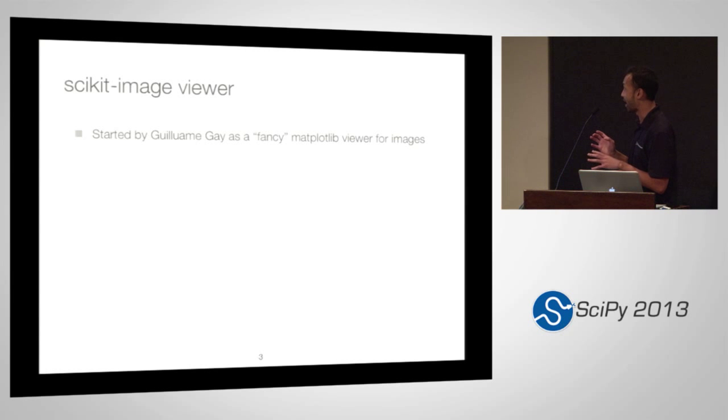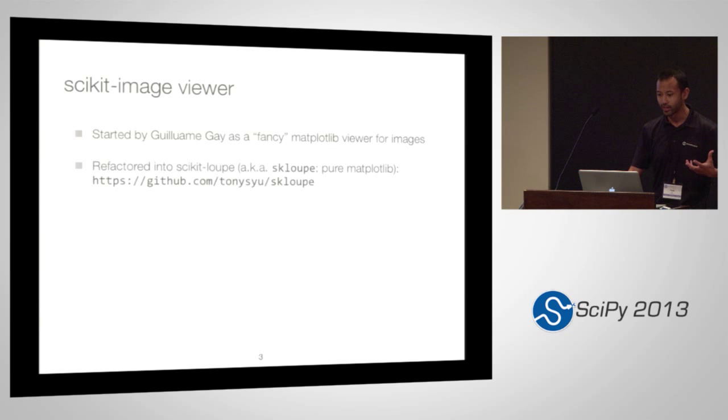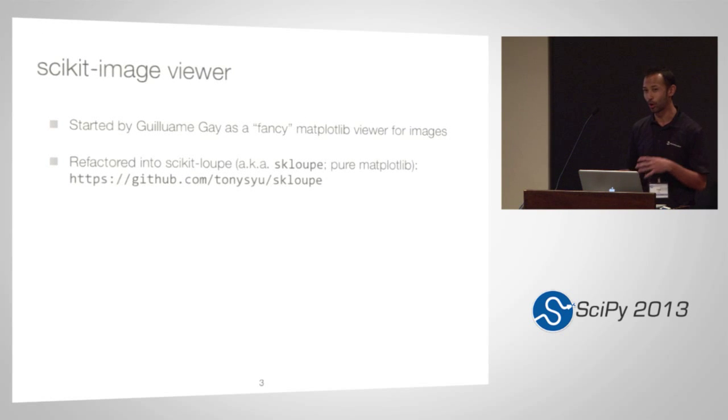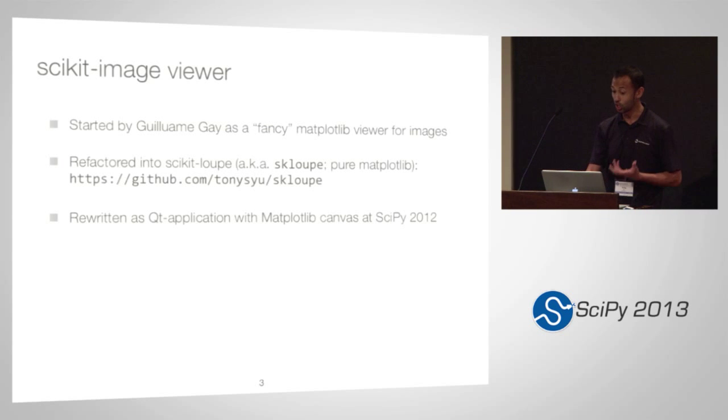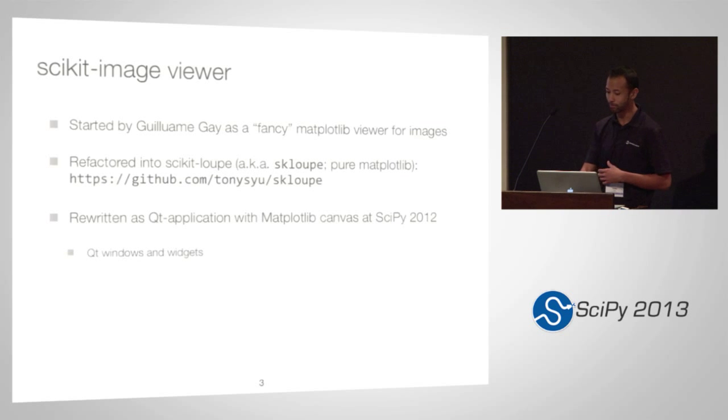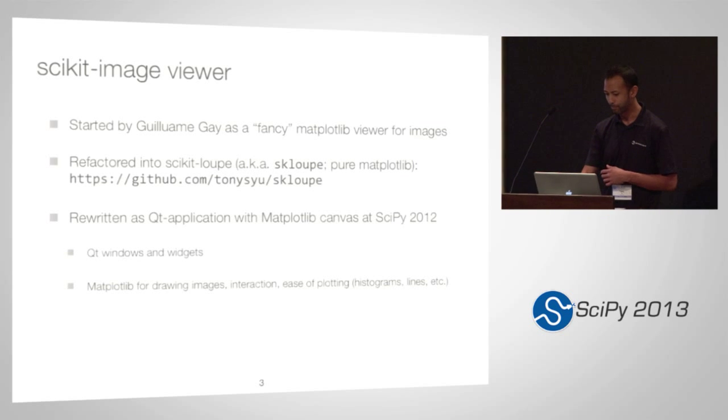This was actually started as a pull request by Guillaume Gay to add a line profile tool to Matplotlib as a Matplotlib viewer for Scikit Image. I ended up refactoring this into something called Scikit Loop, or Skloop, which is just a pure Matplotlib interactive viewer. Last SciPy, at the SciPy sprints last year, I rewrote this using Qt for the windows and widgets, and Matplotlib for the canvas. And this allows you to just take advantage of the things that Matplotlib is good at, drawing images, lines, histograms, things like that.